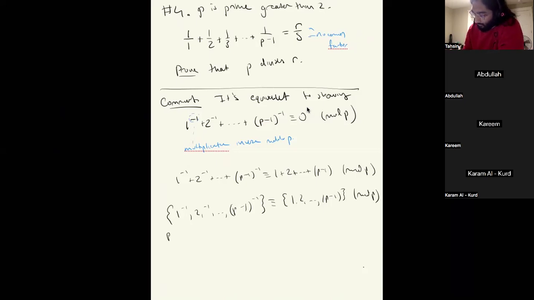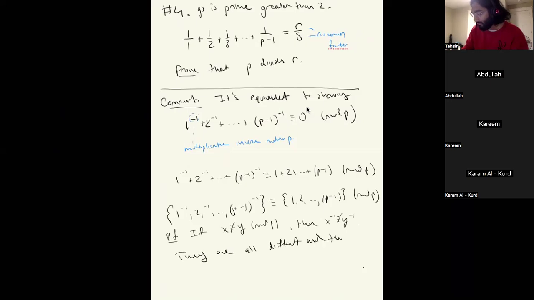And of course, what is the proof? Well, if x is not congruent to y mod P, then x inverse is not congruent to y inverse. So they're all different, and there are P minus 1 of them. So it's a bijection. Does it make sense? I didn't write too many details, but hopefully it's clear why it's true.